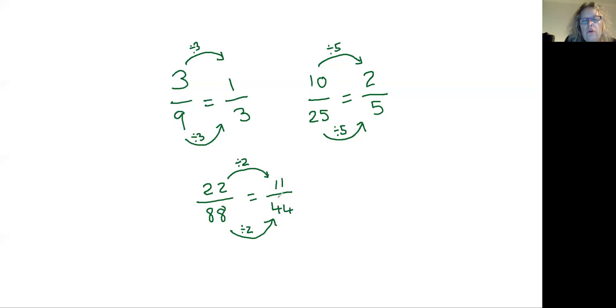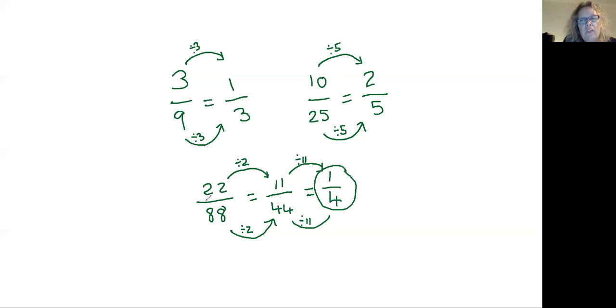And then you can look at both of those numbers in your times table chart and you can see that they are both in your 11 times table. So you can divide them both by 11. 11 divided by 11 is 1. 44 divided by 11 is 4. So 1/4, one quarter if you want to say it like that, is the simplest form of this fraction.